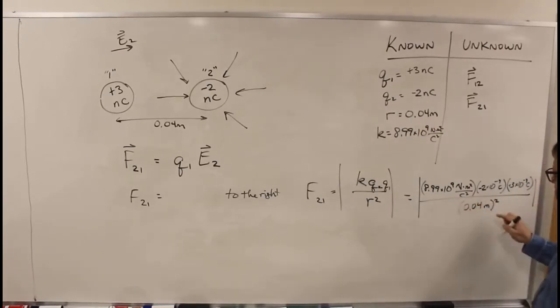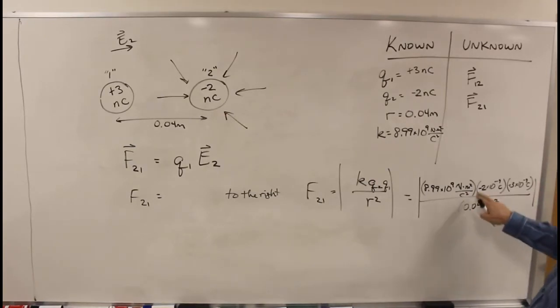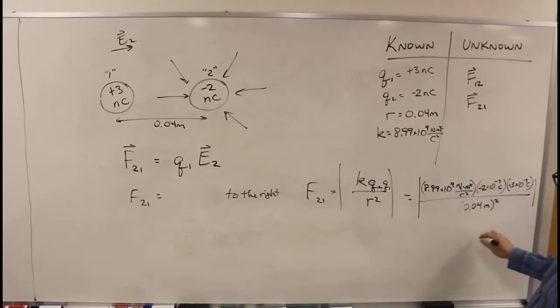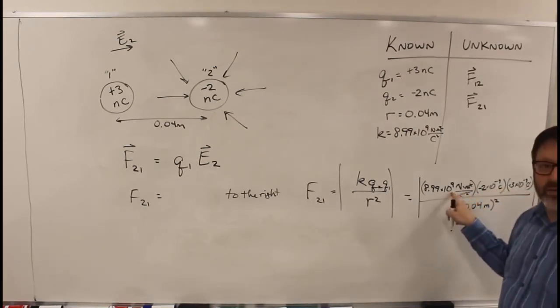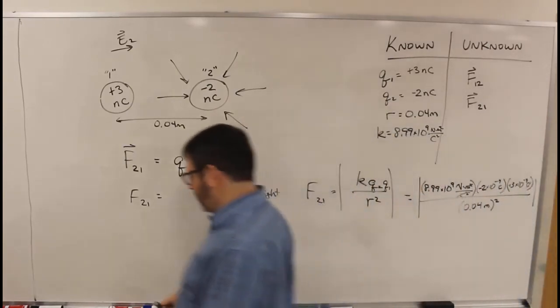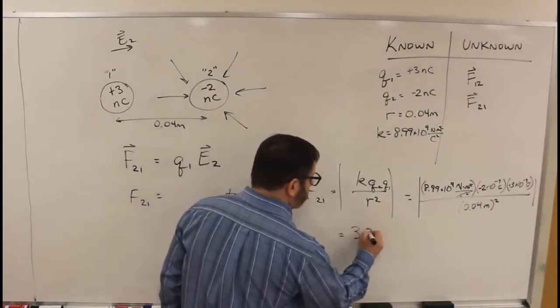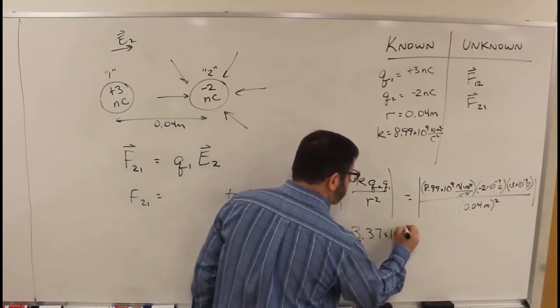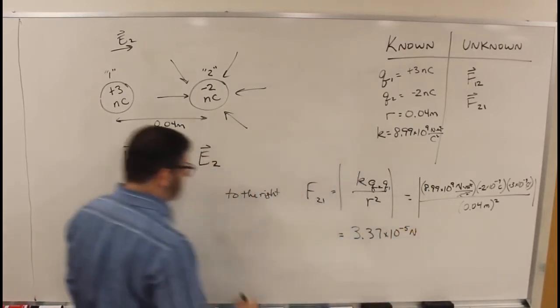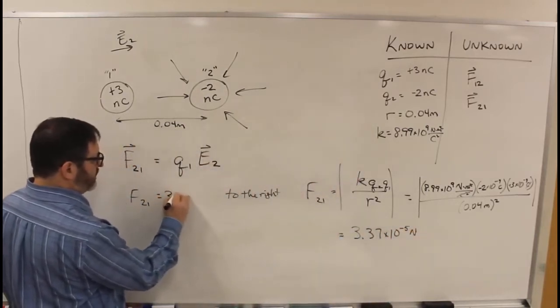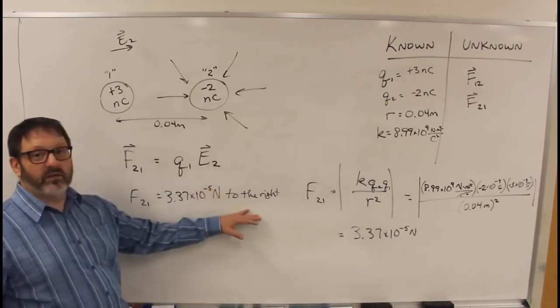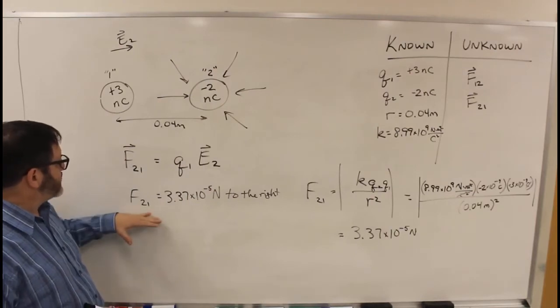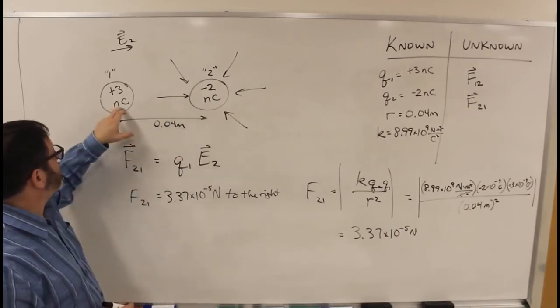Now my units, I've got meter squared on the bottom, meter squared on the top, those go away. Coulomb squared on the bottom, coulombs times coulombs on the top, so those go away, we'll be left with newtons, which is good because we're looking for a force. And this is 3.37 times 10 to the minus 5 newtons. So 3.37 times 10 to the minus 5 newtons to the right. So that is the force of thing 2 on thing 1.